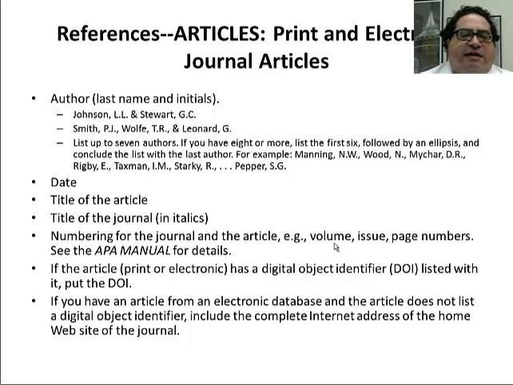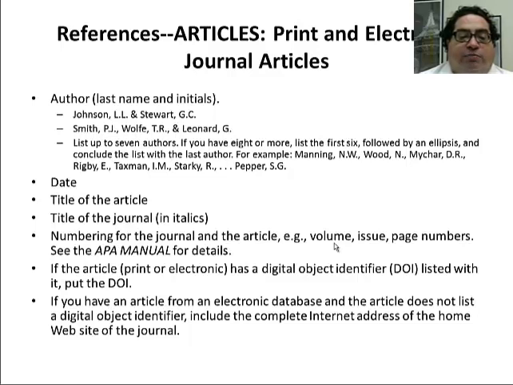The publication date, the title of the article, that goes in sentence case. The title of the journal gets italicized and it gets capitalized. Put the numbering for the journal and the article. For example, the volume, the issue, the page numbers. The issue is going to vary. If the journal has continuous pagination, don't put the issue. If the journal does not have continuous pagination, you do put the issue number.